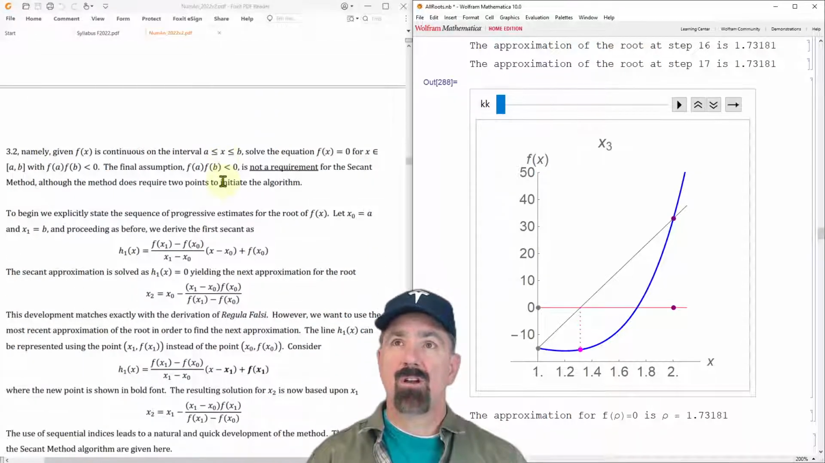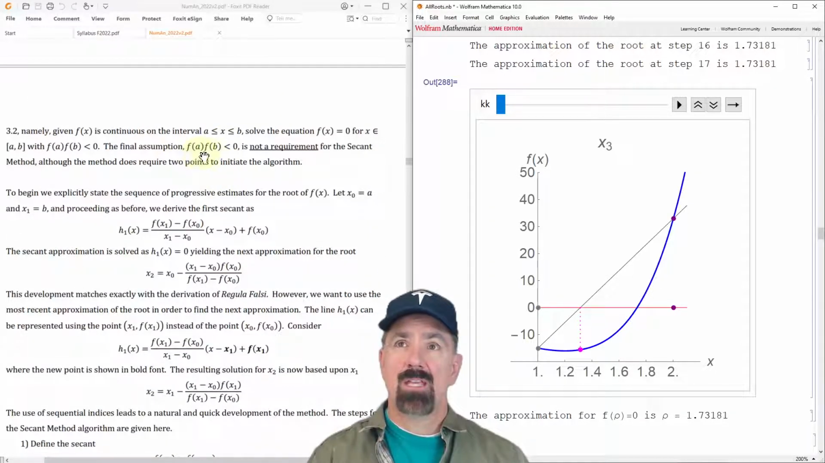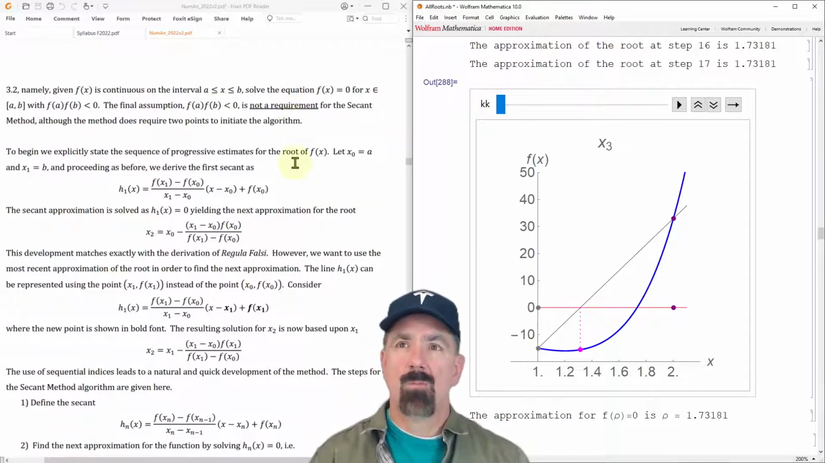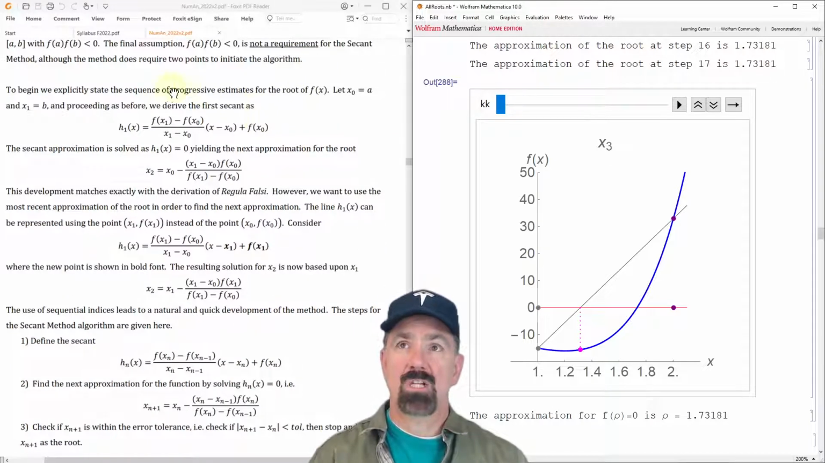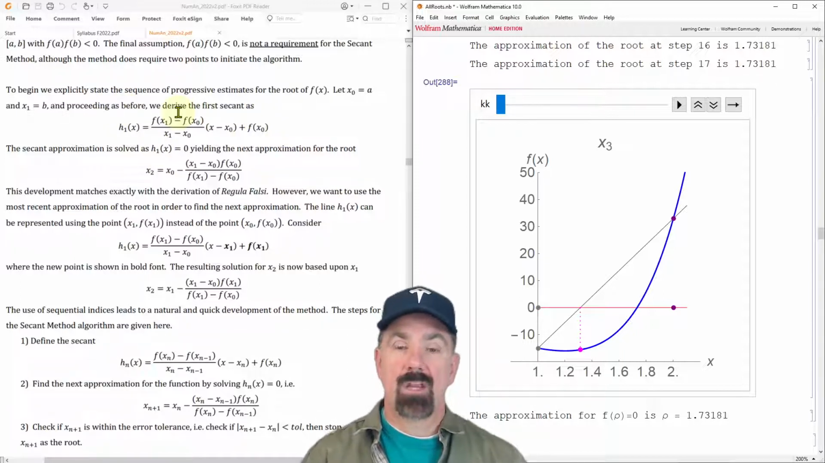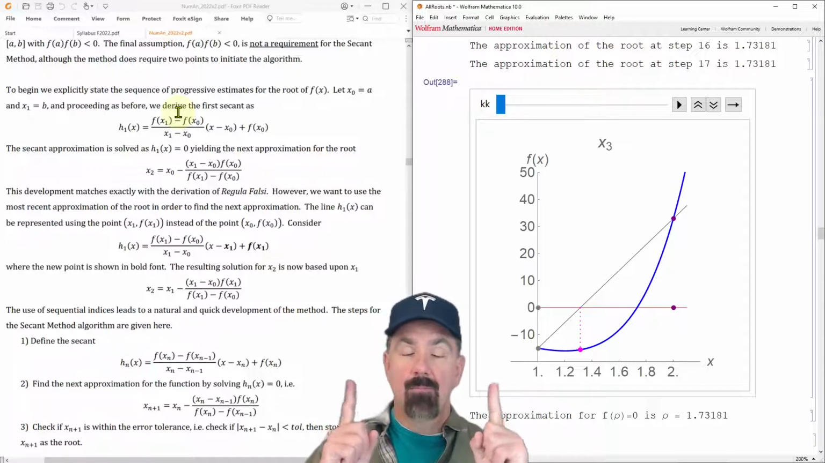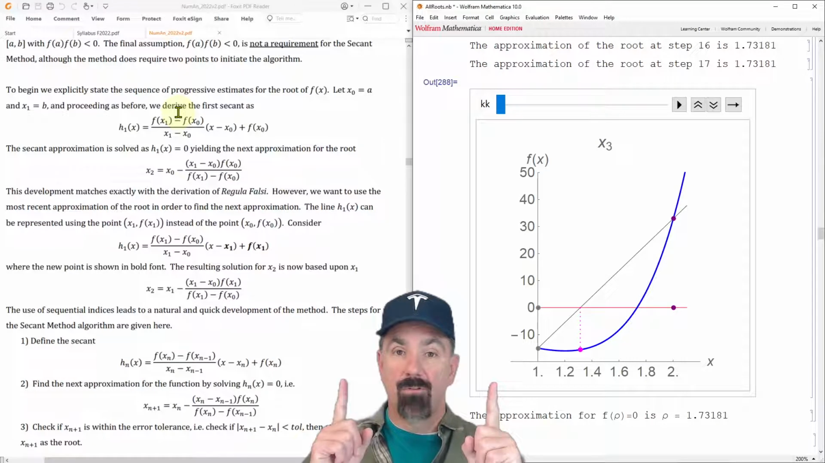You'll notice here on page 68, the product of the function values is not necessarily less than 0. And I'm going to show you what this looks like. But first of all, an important discussion about the derivation of the secant method. Here is the equation of a line, similar to what we were doing in regula falsi. The difference is we are no longer tracking the endpoints of our interval.